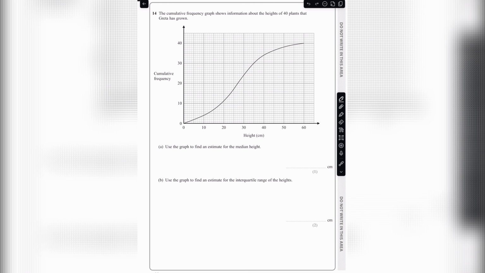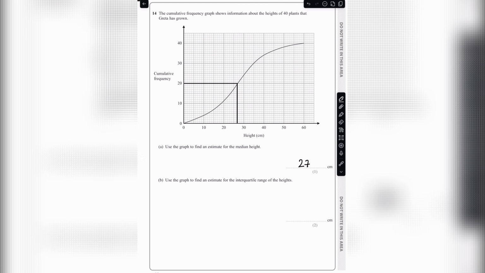In question 14, we are told that the cumulative frequency graph shows information about the heights of 40 plants that Greta has grown. In the first part of this question, we are told to use the graph to find an estimate for the median height. So the median is halfway between 0 and 40, which is 20, and we need to draw a straight horizontal line to where it meets the curve, and then draw a vertical line to where it meets the x-axis, and that will roughly be 27 centimeters.